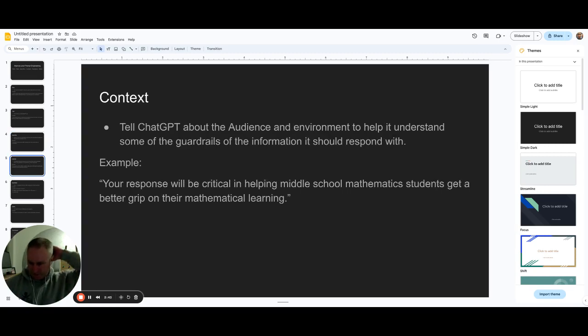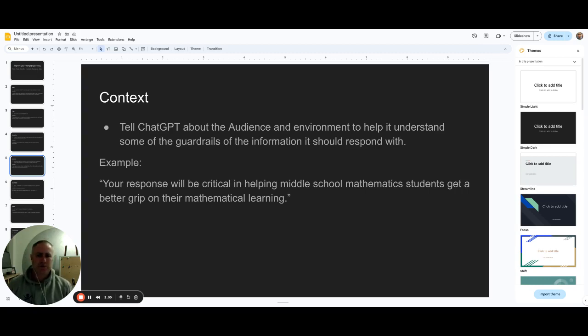Okay, so the next part is context. Here you're telling ChatGPT about the audience and the environment. It's to give it a bit more context, as I said, and help it understand some of the guardrails of the information it should respond with. Here is an example I've got.